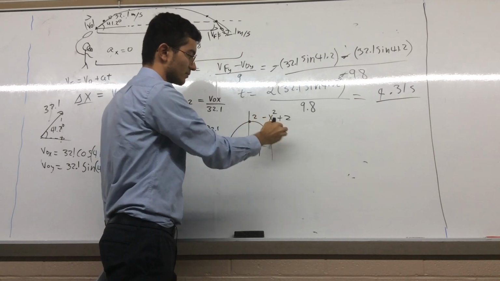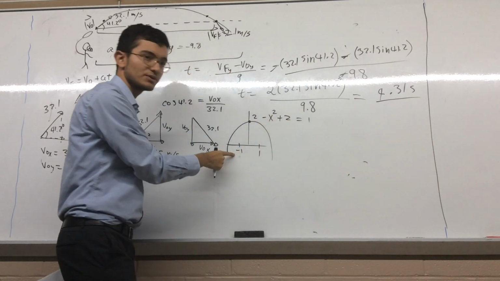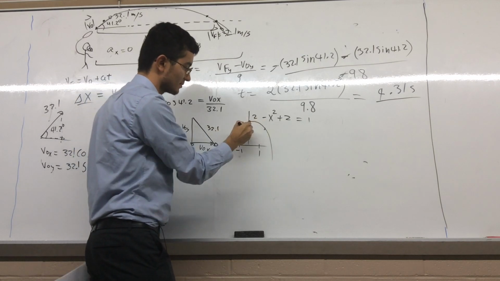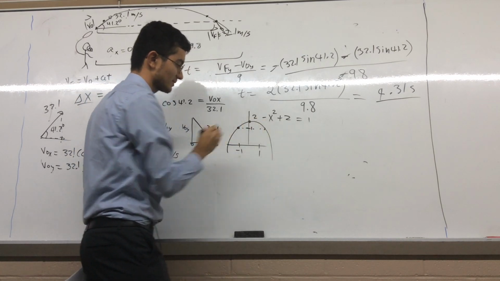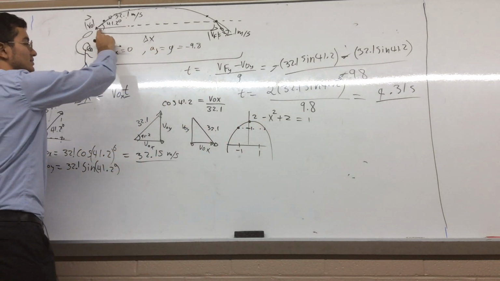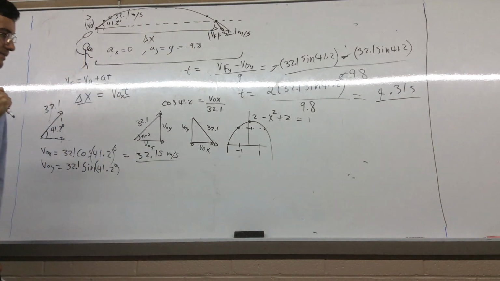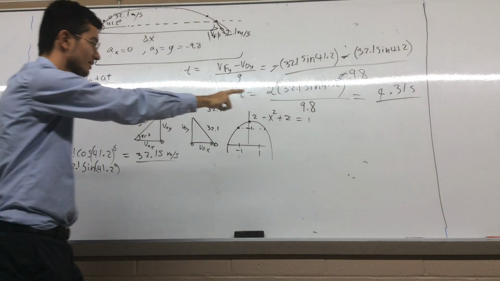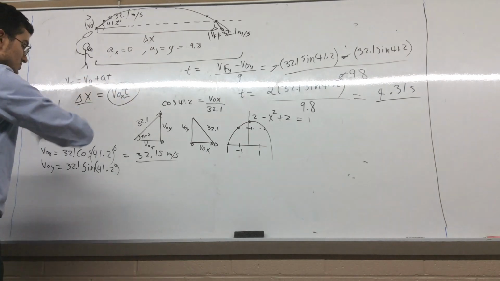That's going to be 1, right? What is the value if we plug in negative 1? It's going to be 1, right? It's the same. So that's why we're taking advantage of symmetry, right? So we know the time, and finally we can use it in this equation.